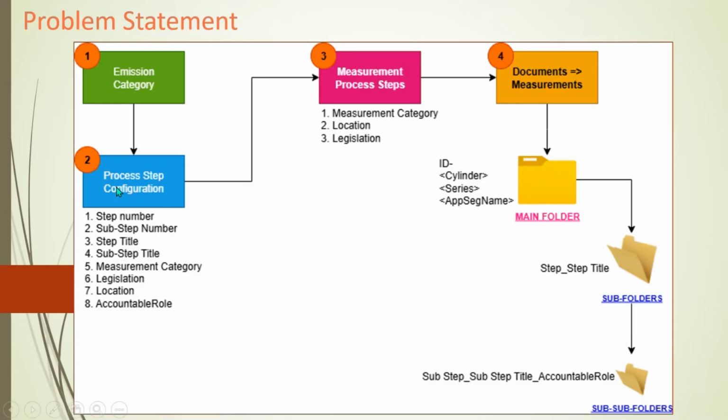If you see in the process step configuration, the configuration list has some important columns, for example, step number, step title, sub-step number and sub-step title. Based on these column values, the folders get the nomenclature step_step title, and the subfolder is sub-step_sub-step title_accountable role. All these are the columns which are there at the backend. So this is the problem statement which I'm going to showcase today.